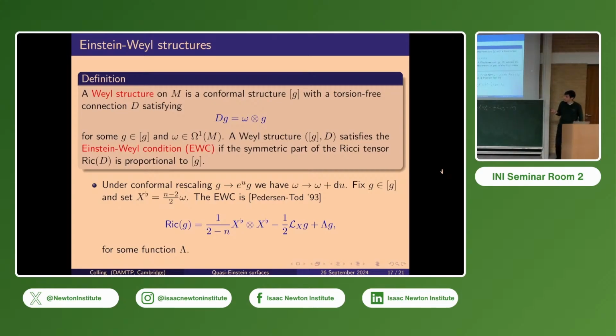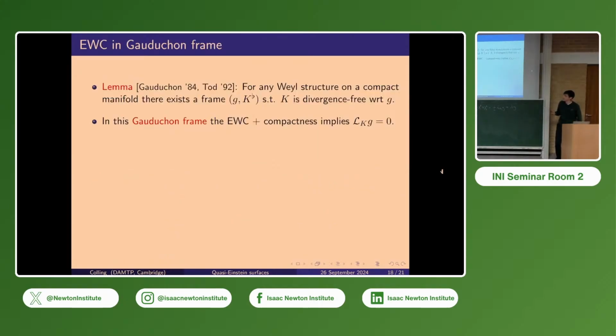And well, in the compact setting, this equation has been studied, among others, by Paul Todd. And it turns out that there is a very useful frame. So we can always find a frame such that the vector field dual to this one-form, which I'm suggestively calling K here, is divergence free. So you'll start in an arbitrary frame and you try to solve for a conformal transformation such that in your new frame you have this property, and you'll end up with some PDE on a compact manifold, and then Gauduchon showed that you can always solve this PDE.